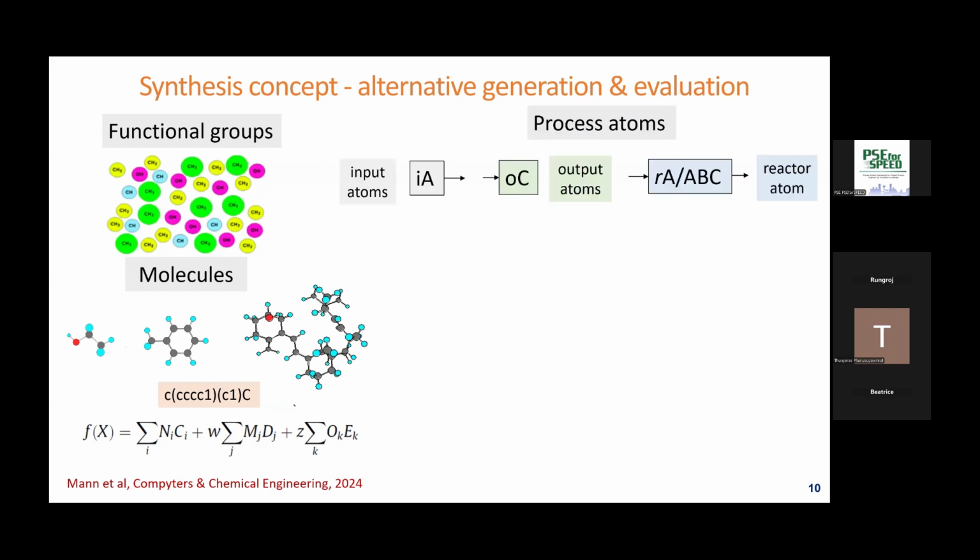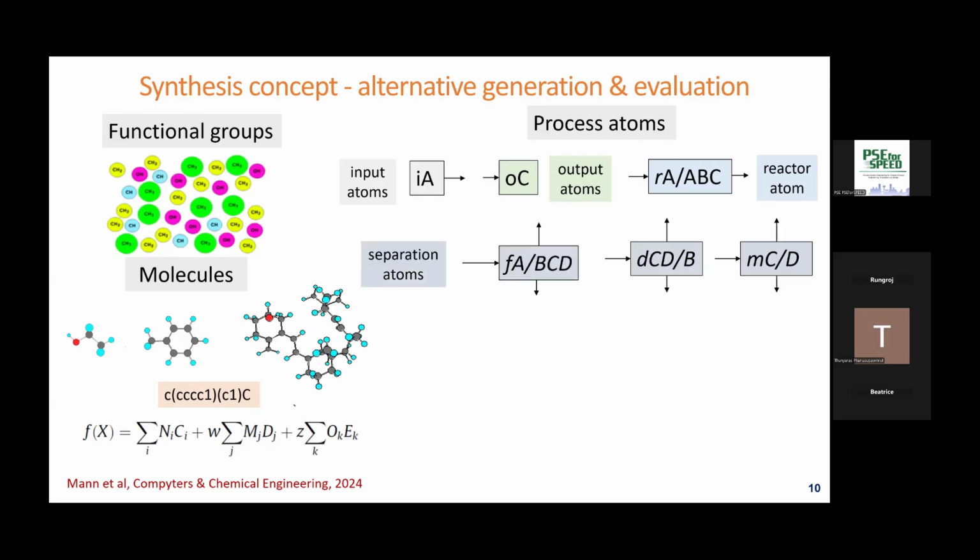So we have defined something called process atoms. It can be input atoms or output atoms: chemicals that come in, chemicals that go out. It could be a reactor atom where A is converted to B and C, and A is not 100% converted. So that's a reactor atom. Similarly, we have separation atoms. F indicates a flash, D indicates a distillation, M indicates a membrane. So we can define a lot of these atoms.